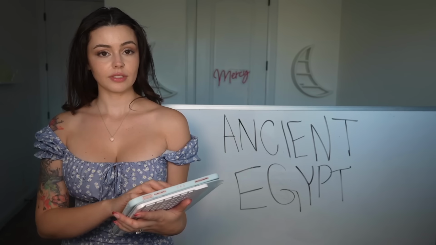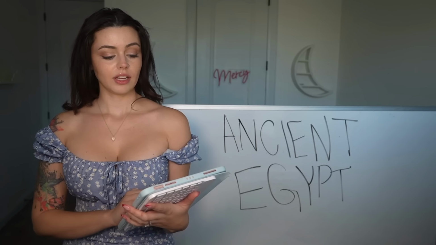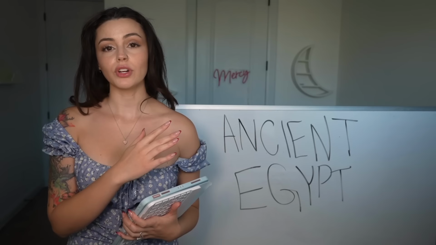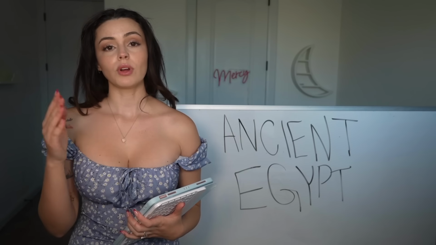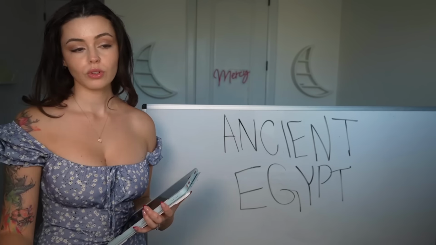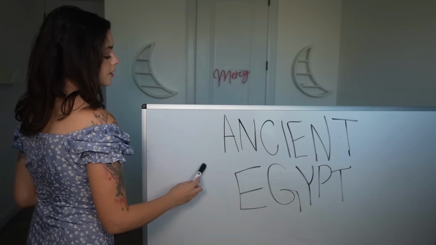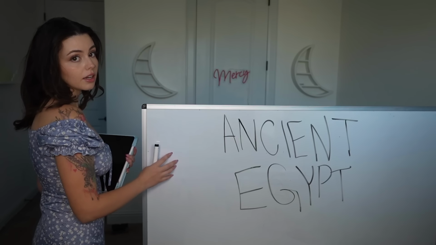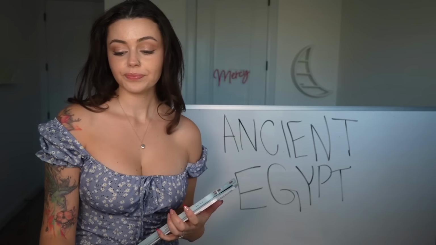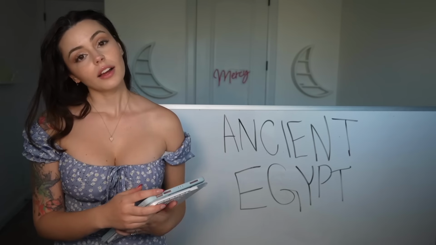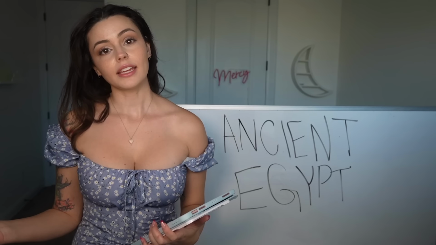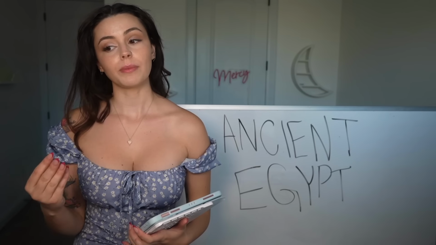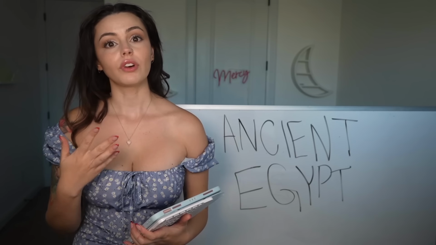First things first, ancient Egypt was built along the Nile River. The Nile River runs north to south, and it left behind a black soil after it flooded that made it very good for farming.